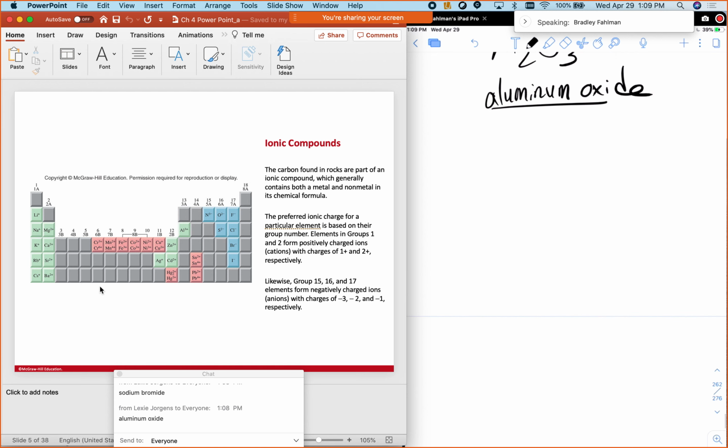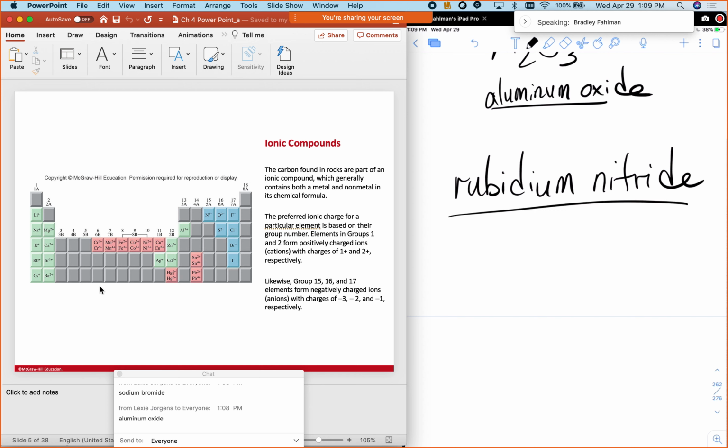Going backwards, I guess, if you have one like this, it's maybe easier. Some people think it's harder. But in this case, or the other way around, to go from the name to the formula. So let's say it would be rubidium nitride. Okay, so I think this is probably the harder way to do it.